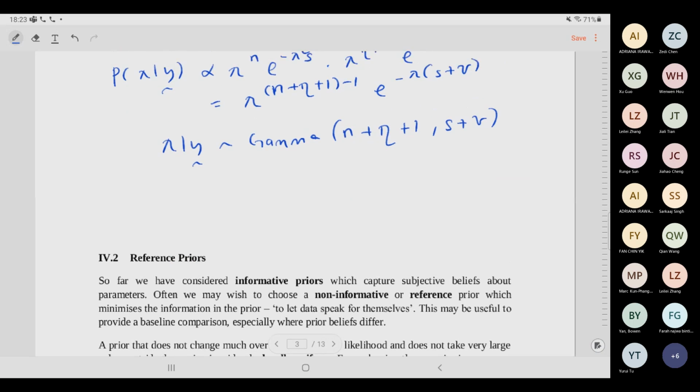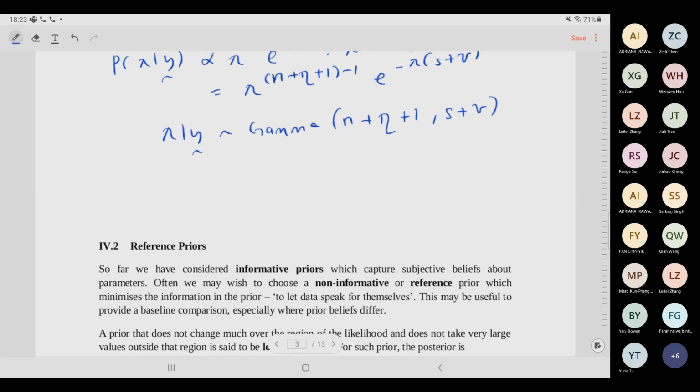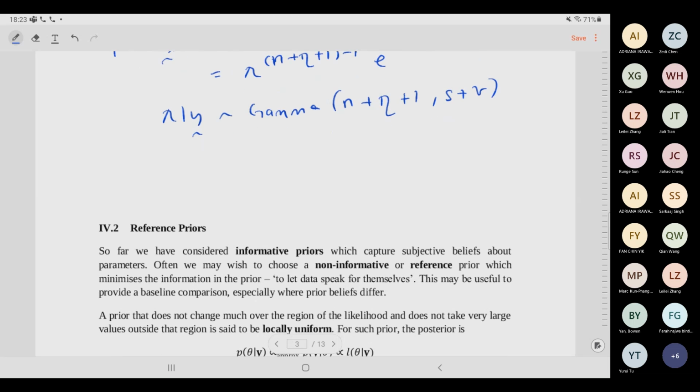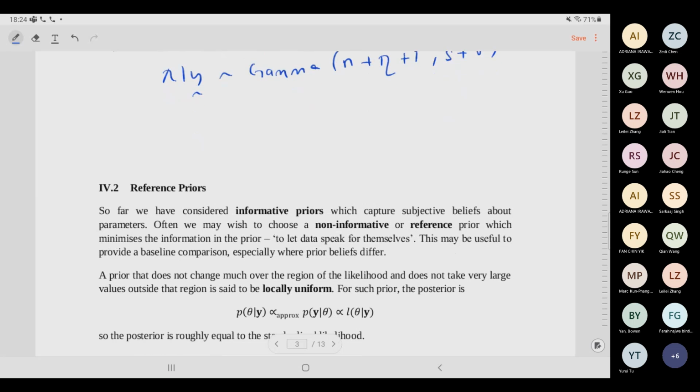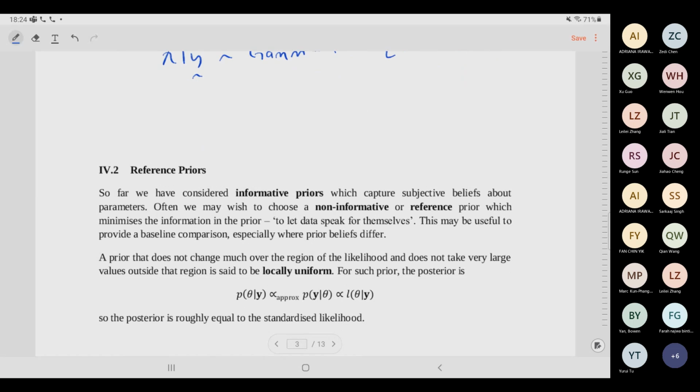Okay, so the conjugate prior is one kind of prior that you can use, which is also quite convenient, right? But there are actually other kinds of priors available, and one of them is called the reference prior. Reference is different from what we have learned because the conjugate is called an informative prior, because informative prior means that we have a subjective belief about the parameters, so we put that as a distribution. So the conjugate prior is actually an informative prior.